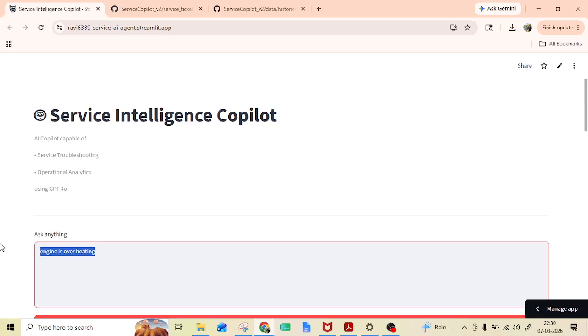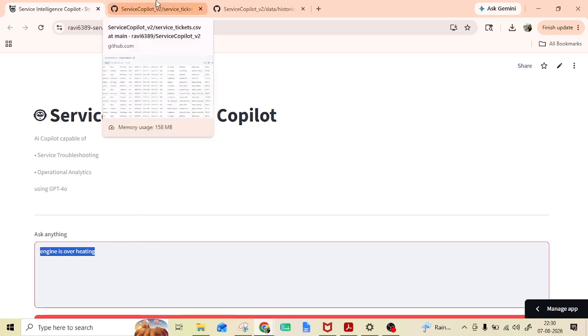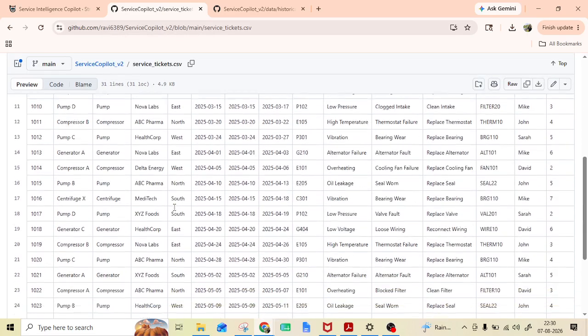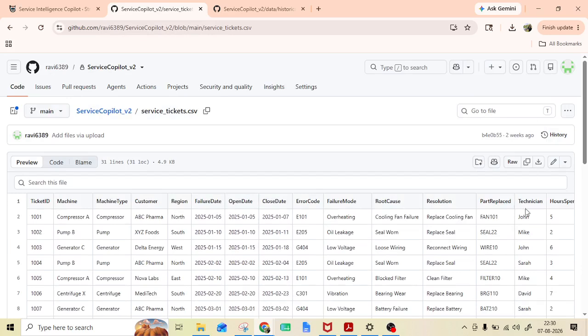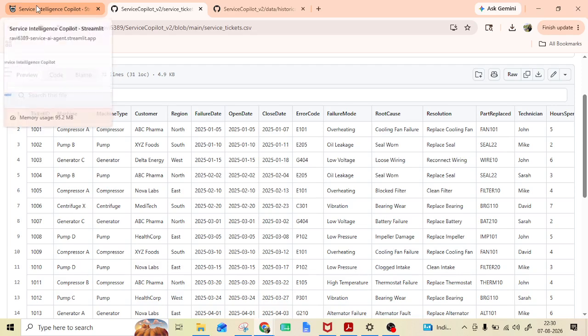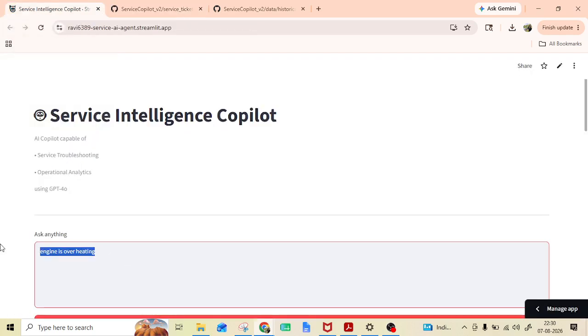The other part of this is that it can also be used to answer questions related to the performance of different service engineers. You see these were the different service tickets which had been raised, and these are the different technicians who resolved them. Again, this is completely dummy data. It shows who the different technicians are and what time they took to resolve the issues. So let's say you want to find out which service engineer.